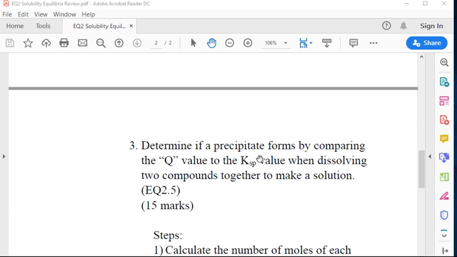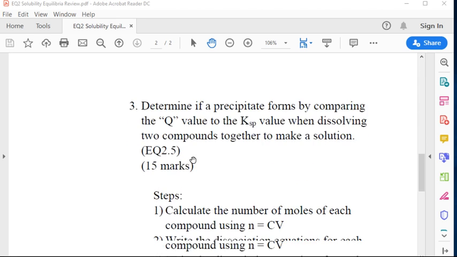So determine if a precipitate forms by comparing the Q value to the KSP when dissolving two compounds together to make a solution. I'll be giving you the KSP value of the compound that we're looking at. So you have to find the concentration of each of those ions that make up that compound, figure out the experimental KSP, and then go from there, comparing it to the KSP to see what happens. That's worth 50 marks, so that's almost half the test there.